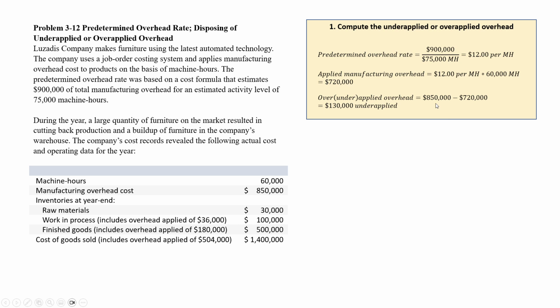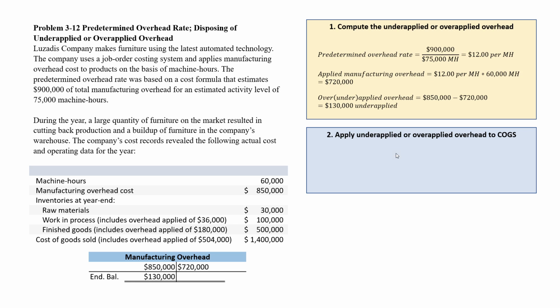So our actual costs, again, 850,000. We only applied 720,000, so we were 130,000 short. I will note, you may say, gosh, that's a big problem. Well, they note during the year, a large quantity of furniture in the market resulted in cutting back production. So we had a lot less activity than we anticipated, and that does note that here. So what are we going to do with that?